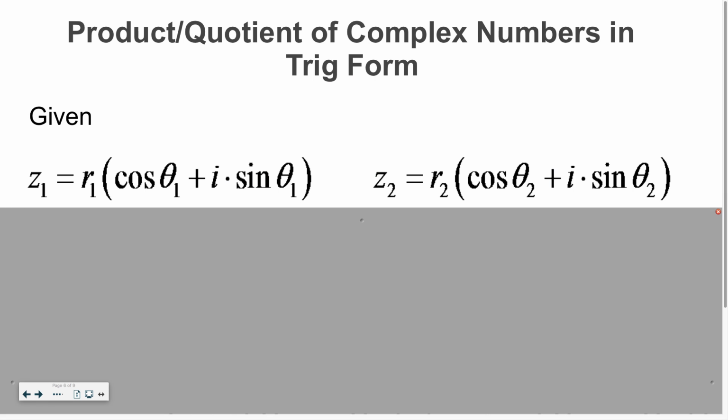So what I'd like you to do is first write down that these are our two numbers. They're two trigonometric complex numbers, z sub 1 and z sub 2, and everything's just written as subscripts so we can keep track of which one's our first complex number and which one is our second complex number.